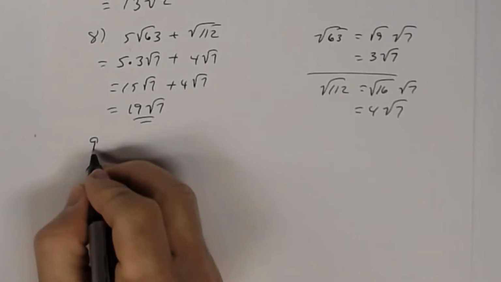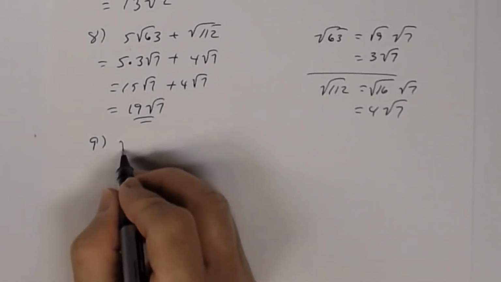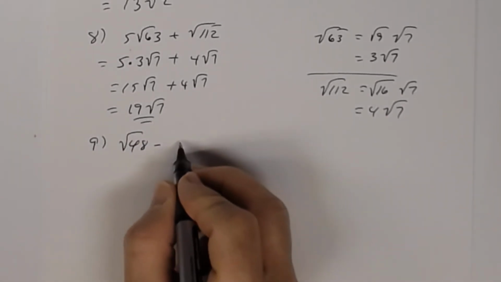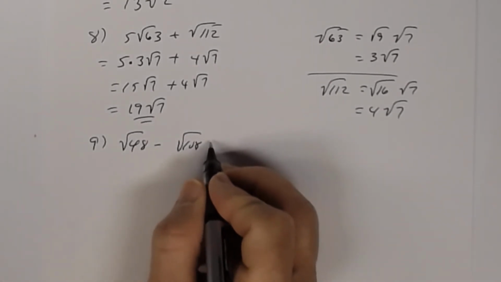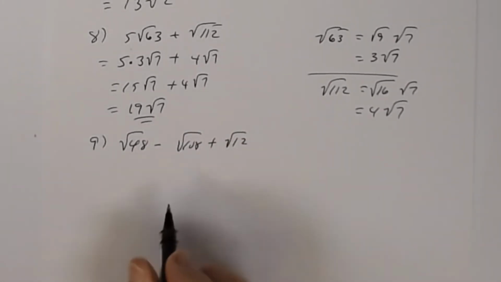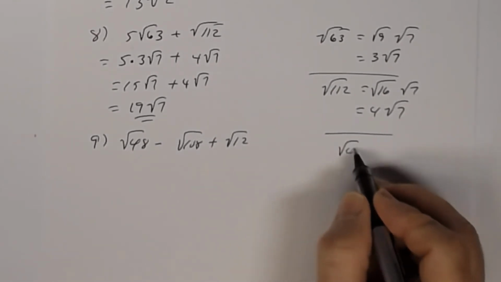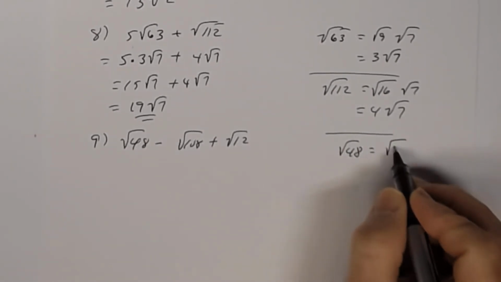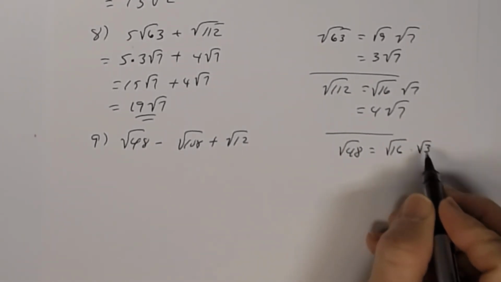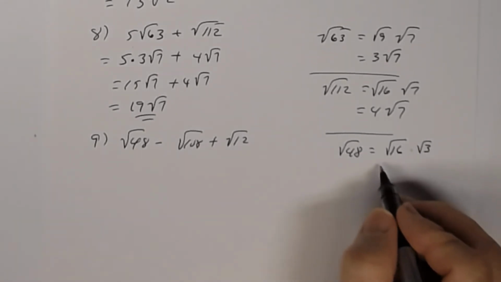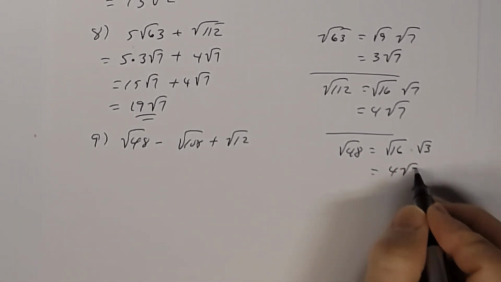Okay, number 9, you have the square root of 48 minus the square root of 108 plus the square root of 12. So now you have three radicals. You can simplify each of those because there's a perfect square that goes into each of those other than one. So if you look at the square root of 48, that's going to be the square root of 16 times the square root of 3. 16 times 3 is 48. Square root of 16 is 4, so you get 4 square root of 3.